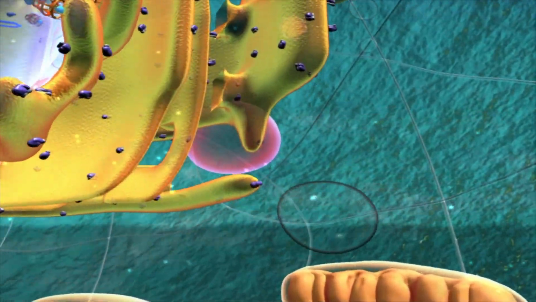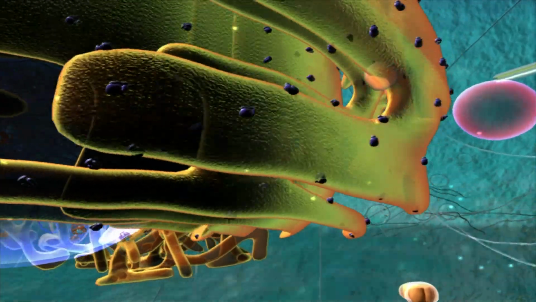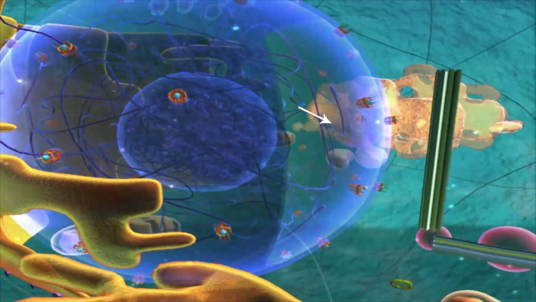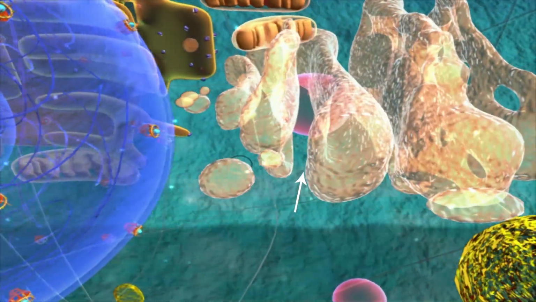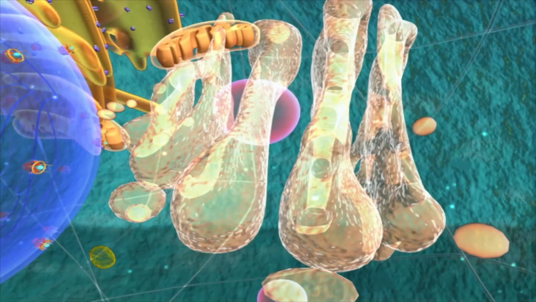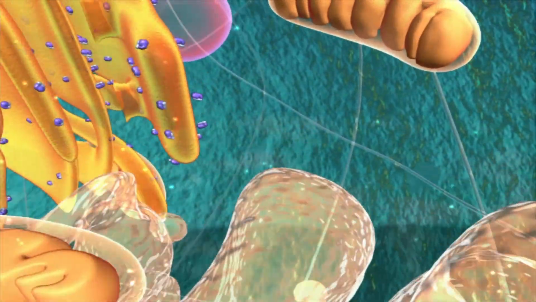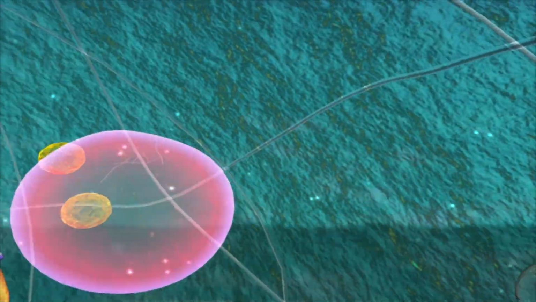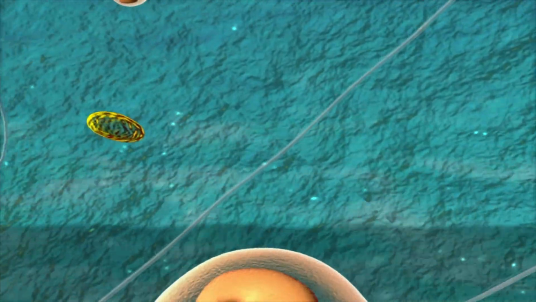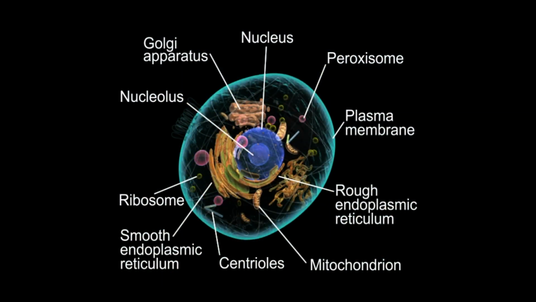The cytoplasm contains many organelles, such as endoplasmic reticulum, Golgi complex, ribosomes, mitochondria, lysosomes, microbodies, centrioles etc., which take part in carrying out the life functions of the cell.